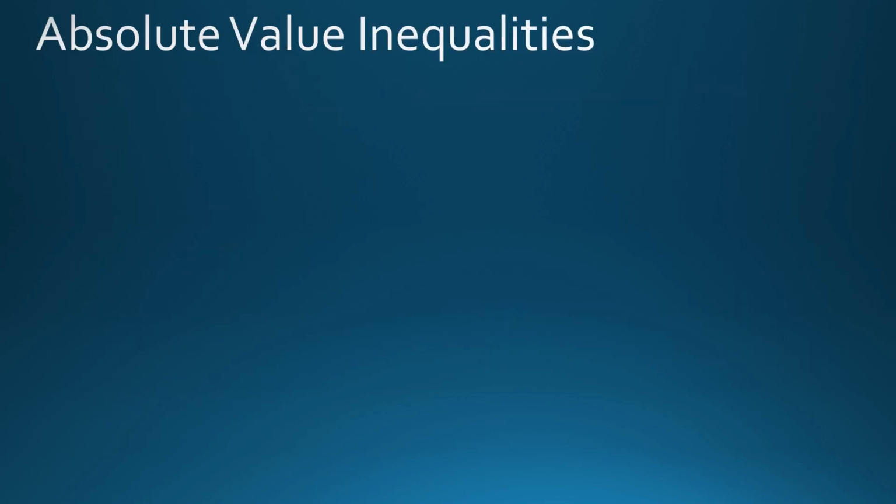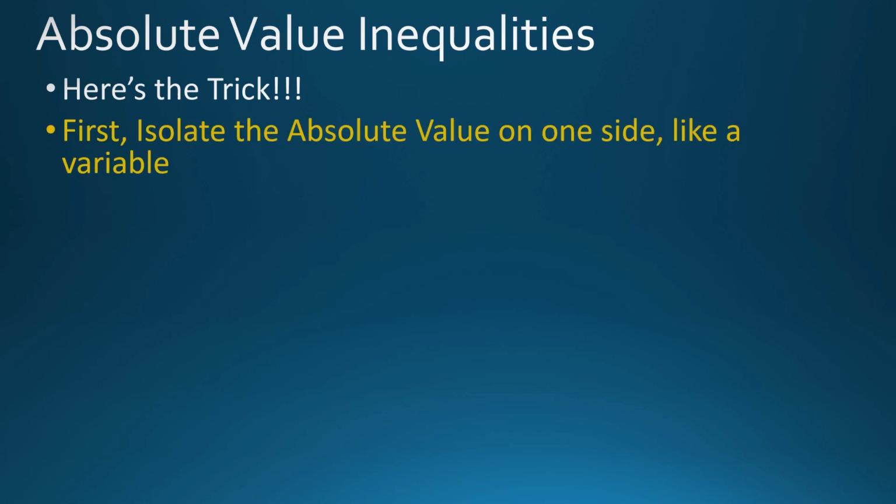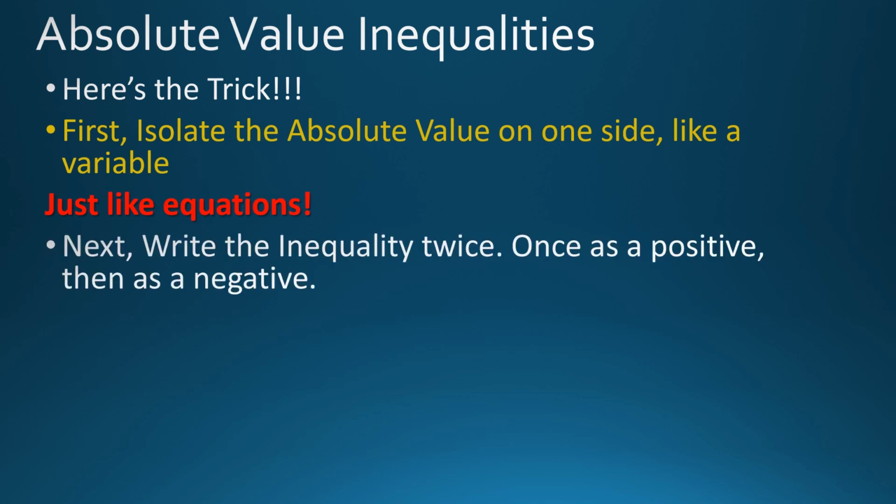Now we're going to talk about absolute value inequalities. Just like equations, they're going to be pretty similar. First, here's the trick. We're going to isolate the absolute value on one side, just like a variable, again. Just like equations. So, then we're going to write the inequality twice, like we did with equations as well. One time as a positive, and then as a negative.